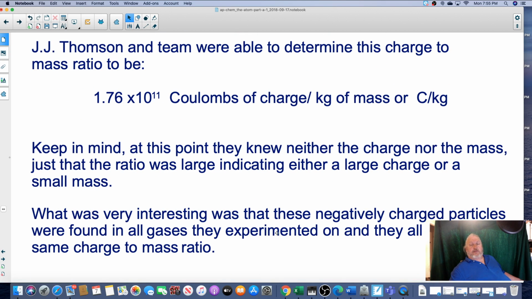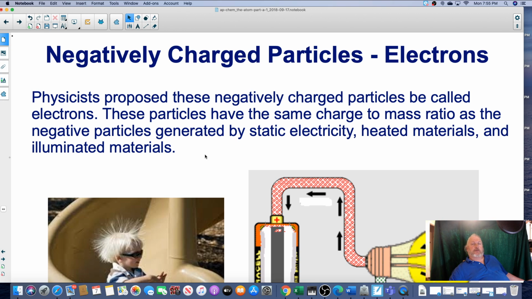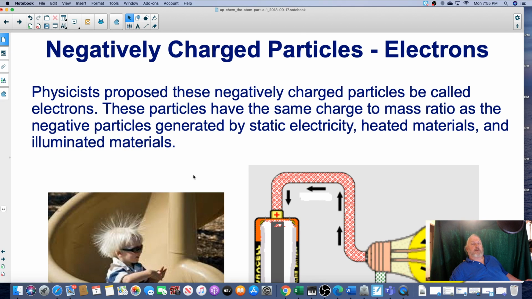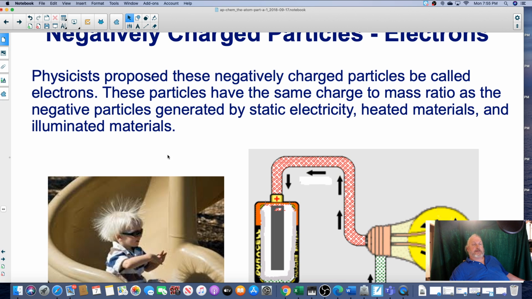Now, what was very interesting was these negatively charged particles were found in all gases that they looked at. Oxygen, fluorine, bromine, anything they experimented on. And they all had the same charge to mass ratio. That's pretty huge. So you might be dealing with the same things. So what these physicists proposed of these negatively charged particles, they wanted to call them electrons. So we did. These particles have the same charge to mass ratio as the negative particles generated by static electricity, heated materials, and illuminated materials.